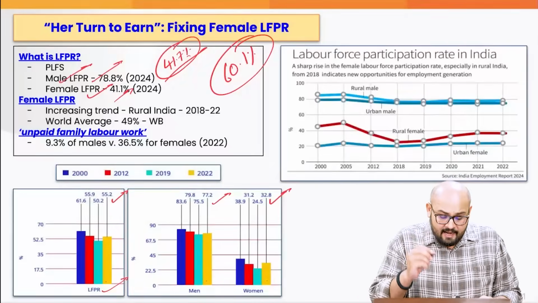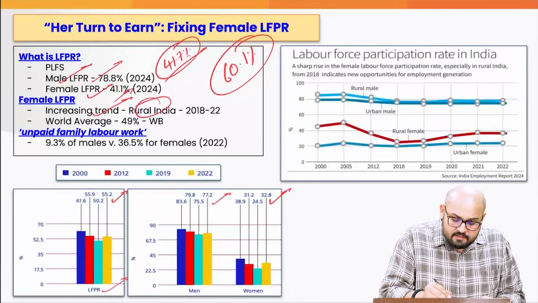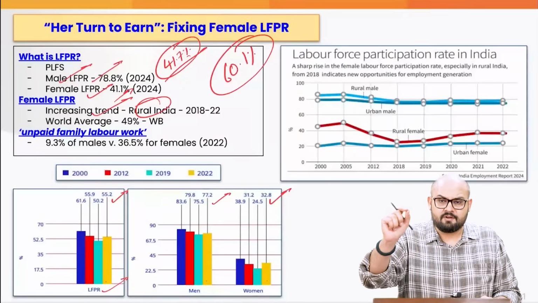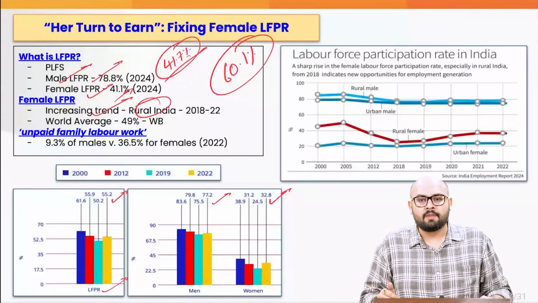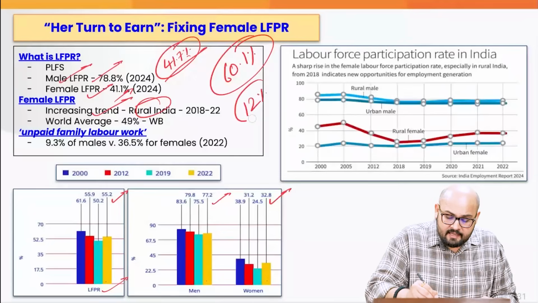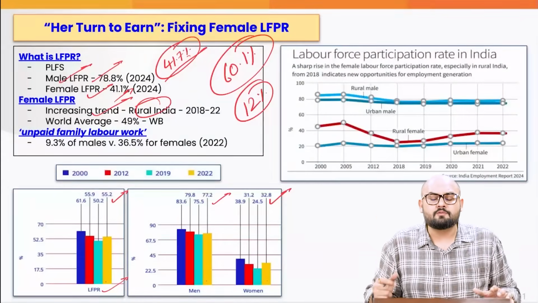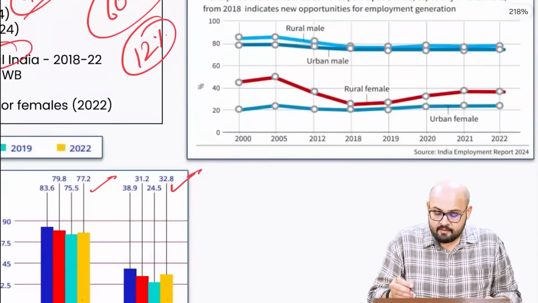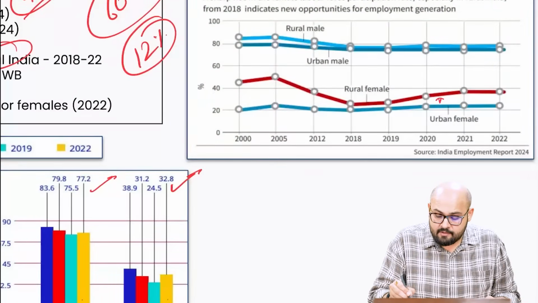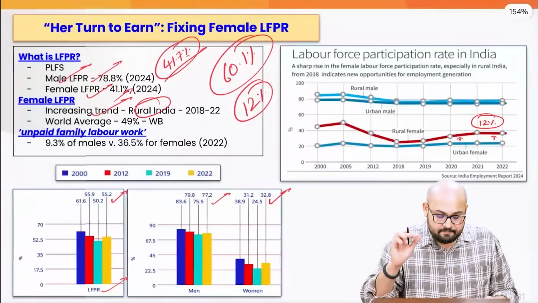Good news is that there has been an increasing trend towards the female labor force participation rate, especially when we talk about rural India. There has been almost a 12% increase when we take the reference period from 2018 to 2022. Look at this particular graph. Look at this red line. There has been a continuous increase. And that is what almost a 12% increase is, right?